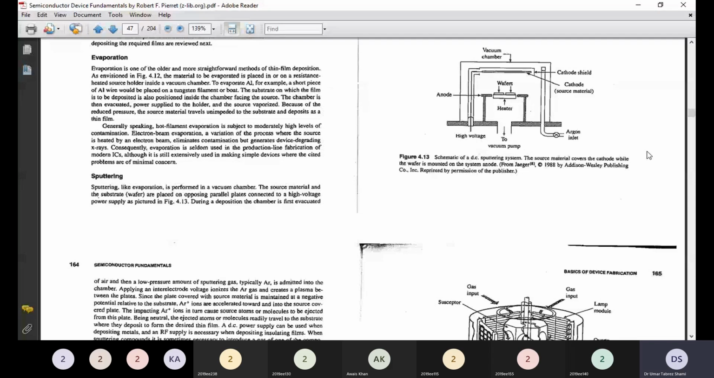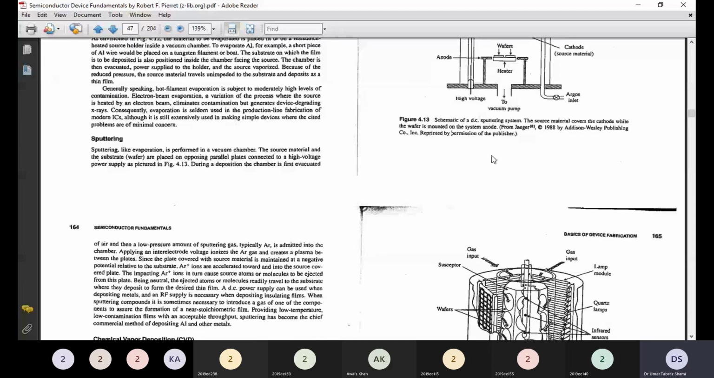The substrate on which this film is to be deposited is also positioned inside the chamber. The chamber is evacuated and power supplied to the holder. And since the pressure is reduced, the source material travels unimpeded to the substrate and deposits as a thin film. So as a result, evaporation is seldom used in production.